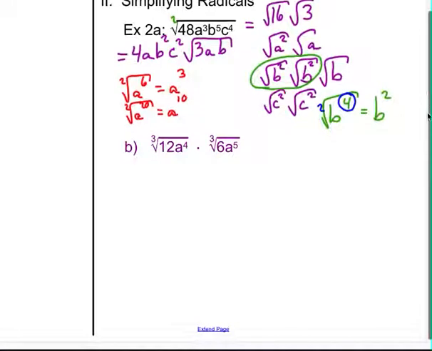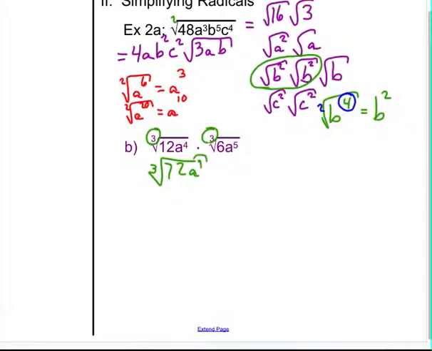Taking a look at b, we're now looking at cube roots. So what I'm going to do on this one is combine them under one radical. Because we're taking the same root, we can combine them. If those were two different roots, we would not be able to combine them under one radical. So I'm going to go ahead and multiply. 12 times 6 is 72. And a to the fourth times a to the fifth is a to the ninth. Let me rewrite that so it looks a little neater. Oh, that's not much better, sorry.